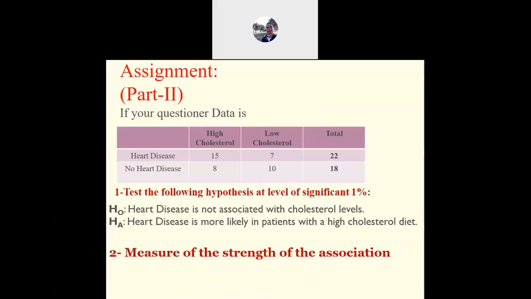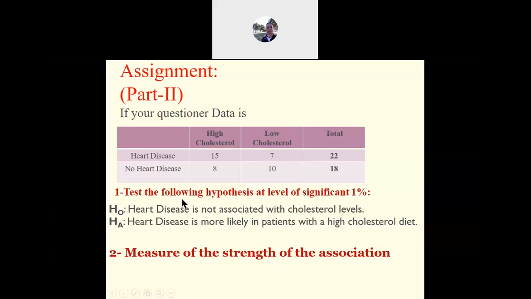This is assignment 2, part 2. Here, it's very clear. You have two categories of the patient, some with heart disease and some with no heart disease. And the same patients having categories of cholesterol, high cholesterol or low cholesterol. Again, here you cannot use the linear regression or the correlation, Pearson or Spearman. So you have to go for chi-square.